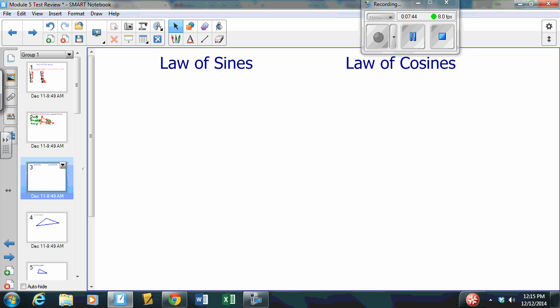This is the meat of what we're going to do today. The law of sines, cosines. By the way, I set some 3x5 cards out there. Does anybody want one? Okay. If you want one, grab one.